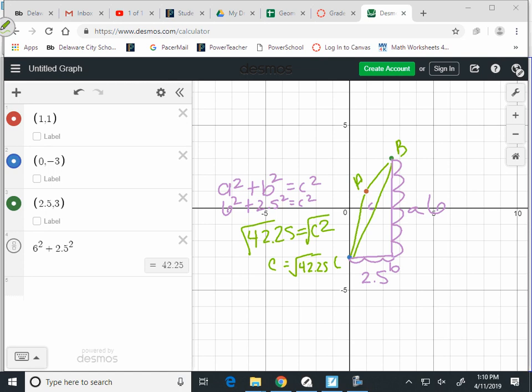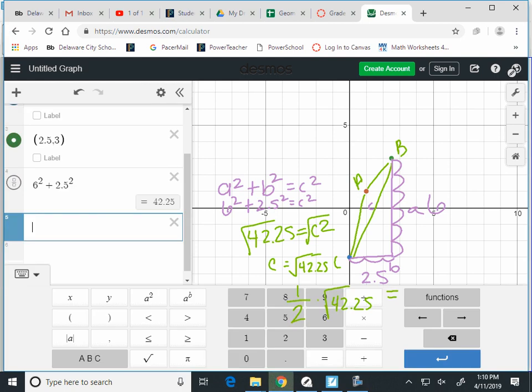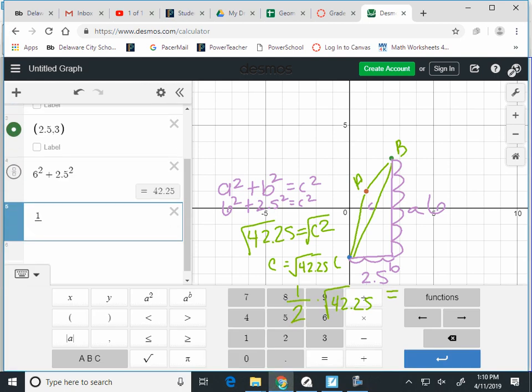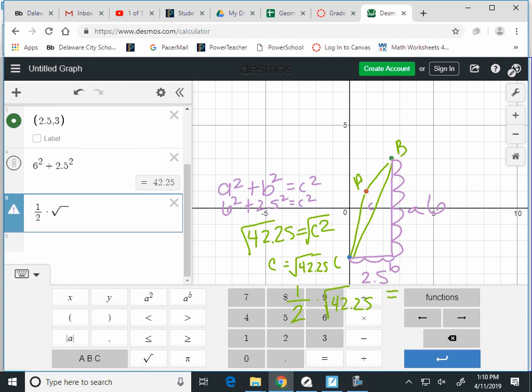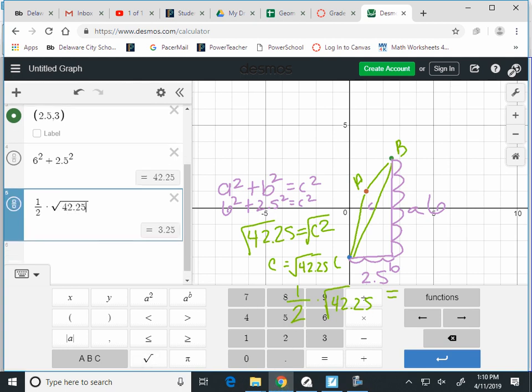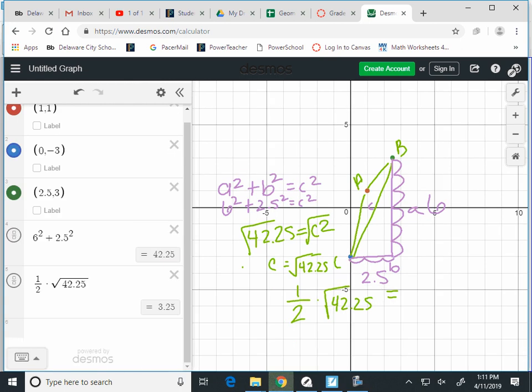Then what we're going to do, we did the dilation. We want to know what the length is after we did the dilation. So we're going to do 1/2 times that radical, radical 42.25. And that will give me my answer. So I'm going to do 1 divided by 2 times radical 42.25. And there's my answer, 3.25. So the length of that side after dilation of 1/2 is 3.25. So that is your answer.